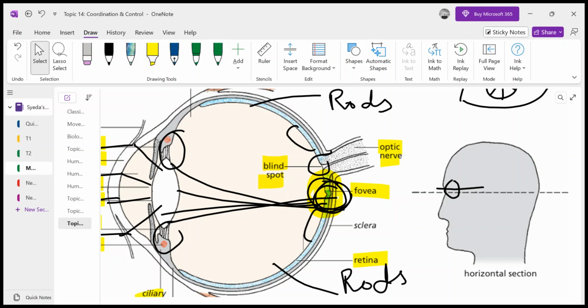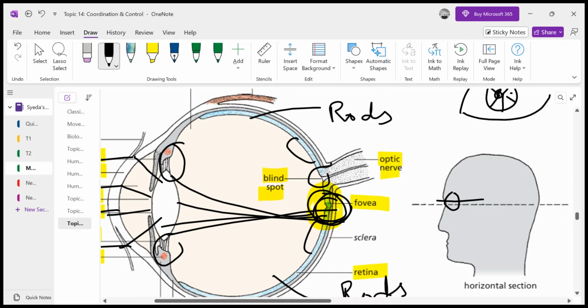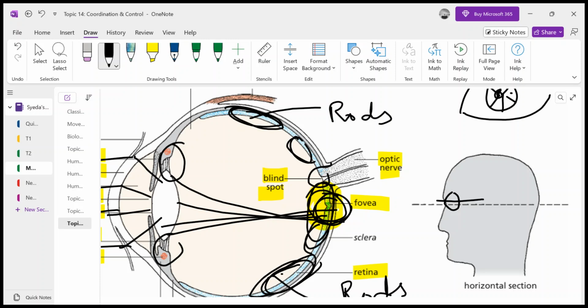See, rods are found mostly at these edges. While the cones are found mostly at this fovea. Some of them are here as well, but rods are found at these edges. They are not equally distributed. Here cones are found, but cones are mostly found here, and they are less here. Let me clear it first.